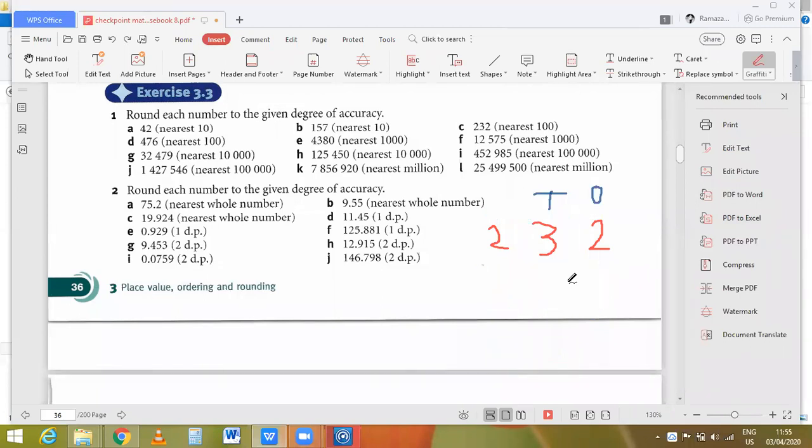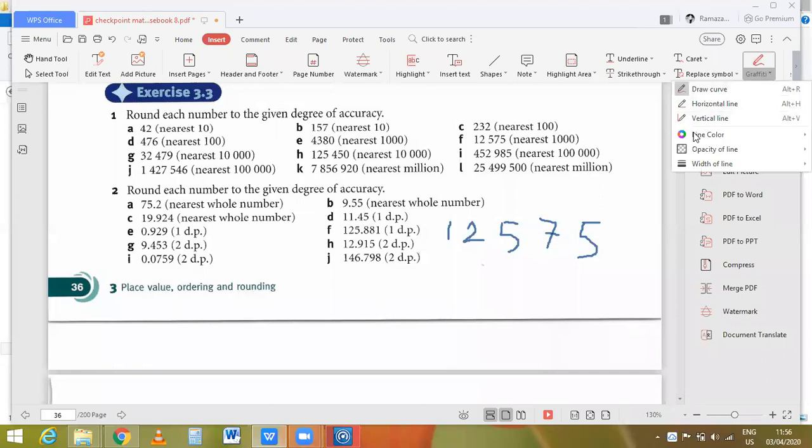One more, then we are going to start example 2. This time it's asking for 12,000. Let's make it a big number: 12,575, nearest 1,000.